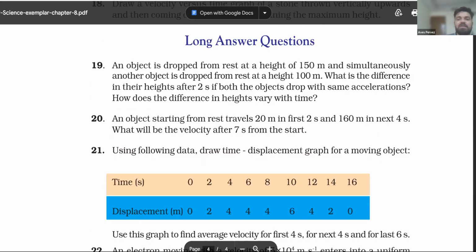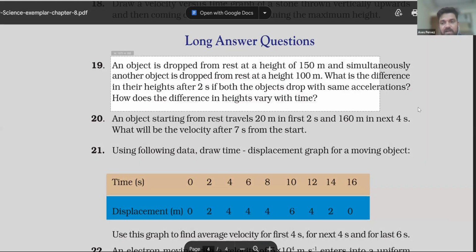For example, let's take question number 19 to solve this one, okay?